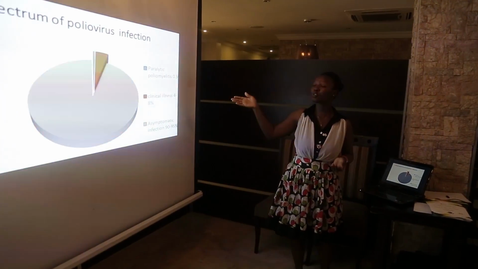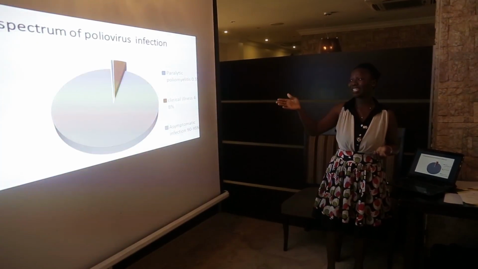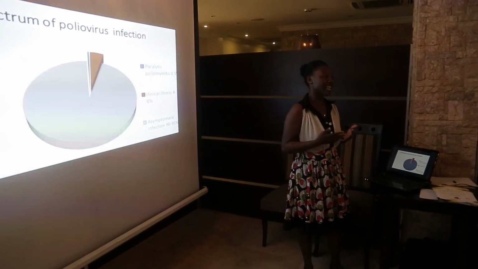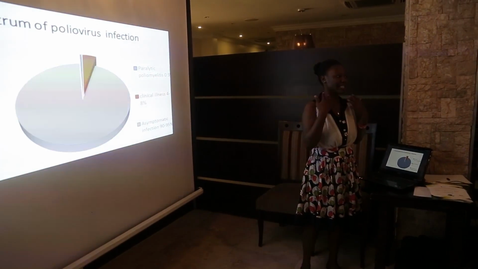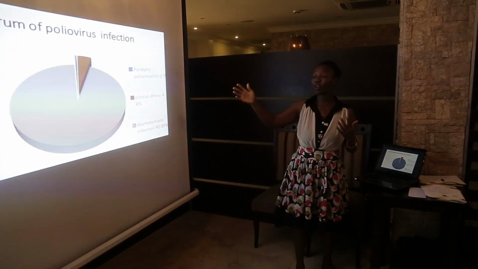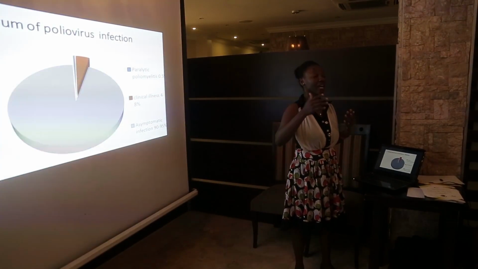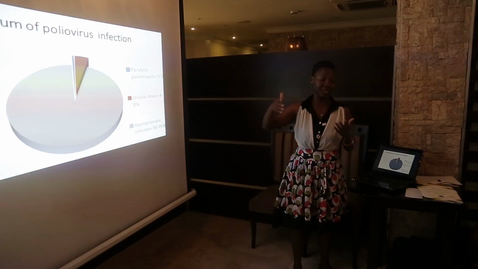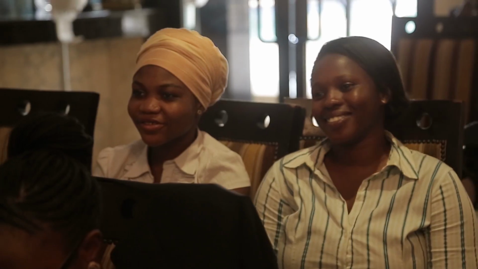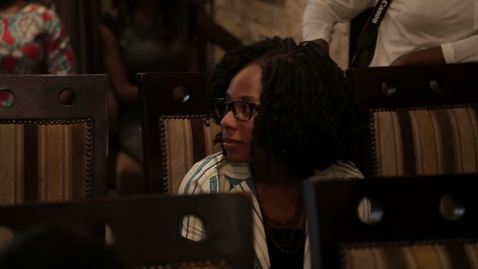And then we have 4 to 8% showing clinical illness, such as headache, nausea, vomiting, and stiff neck. But when you go back to check after 60 days, the illnesses will not be detected. And we have 0.5% being permanently paralyzed. And with these people, it could be fatal.